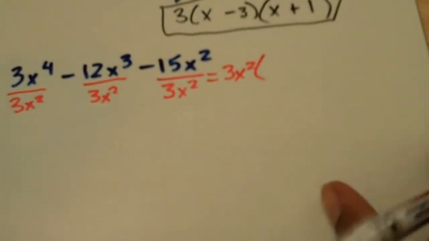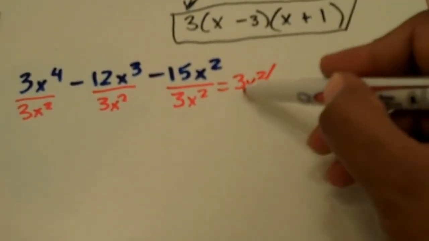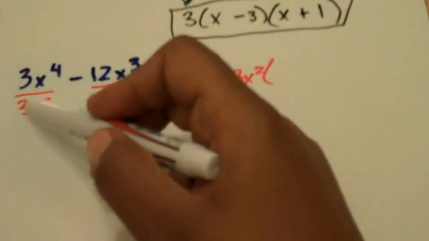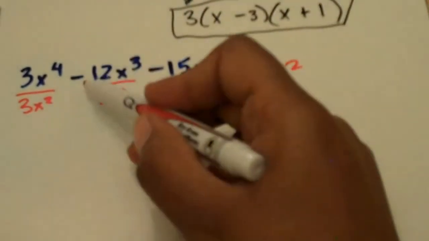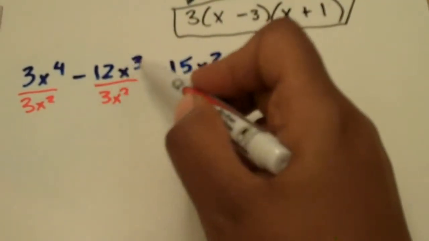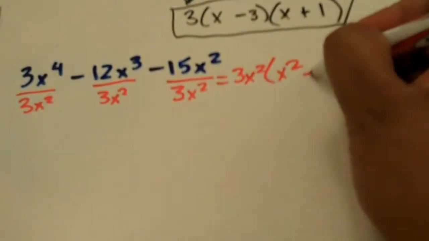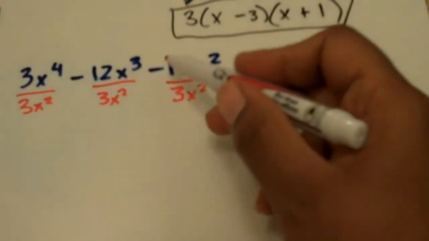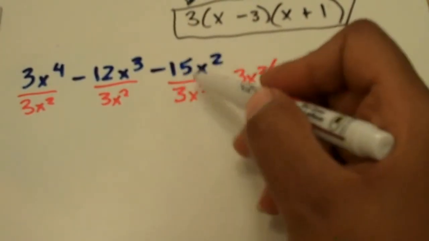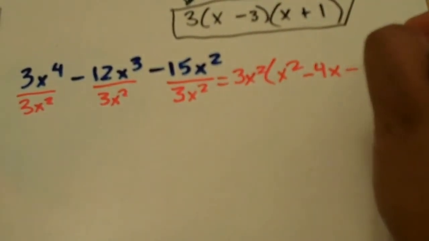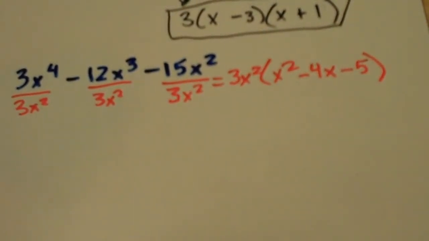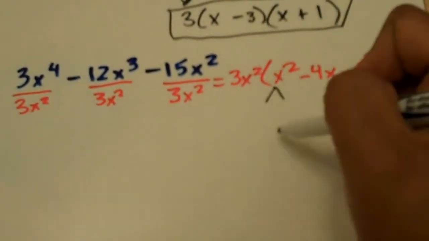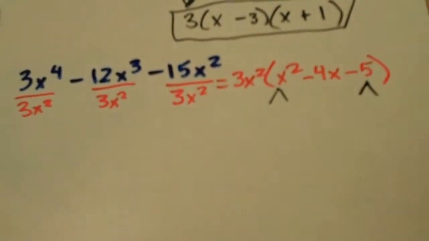So now that's going to give us a new expression. 3x squared times the quantity. We reduce this, 3x to the 4th divided by 3x squared gives us an x squared. Negative 12x cubed divided by 3x squared gives us a negative 4x. And negative 15x squared divided by 3x squared would give us negative 5. So now here we are again, another trinomial. We always want to take a look at the first term, x squared, and the last term, negative 5.